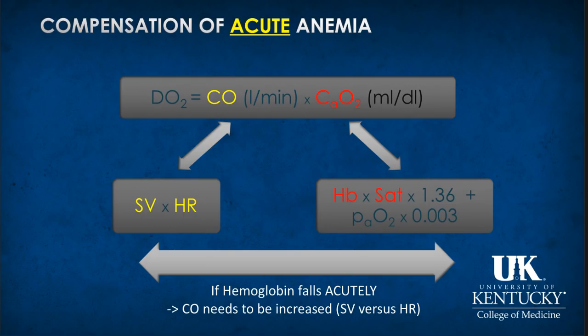So in a healthy patient with unimpaired cardiac function, you would expect that first the stroke volume increases and then the heart rate, to compensate for decreases in arterial oxygen content. That's the compensation of acute anemia.